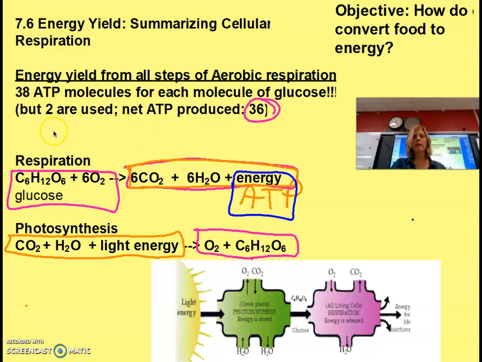So that's kind of it in a nutshell. And then we'll talk about this again, but this process of respiration goes hand in hand with the process of photosynthesis, which we'll talk about in our next video.